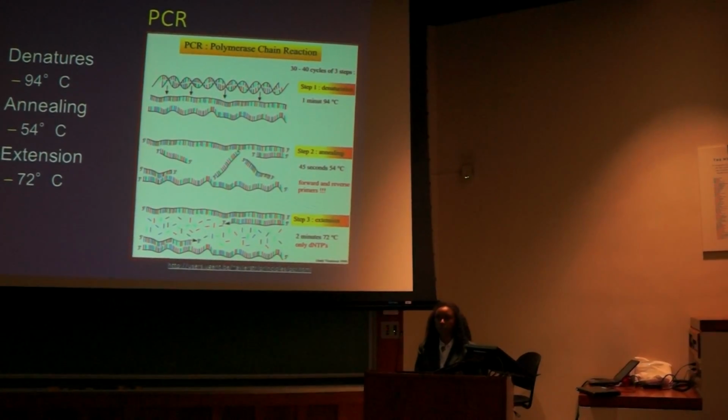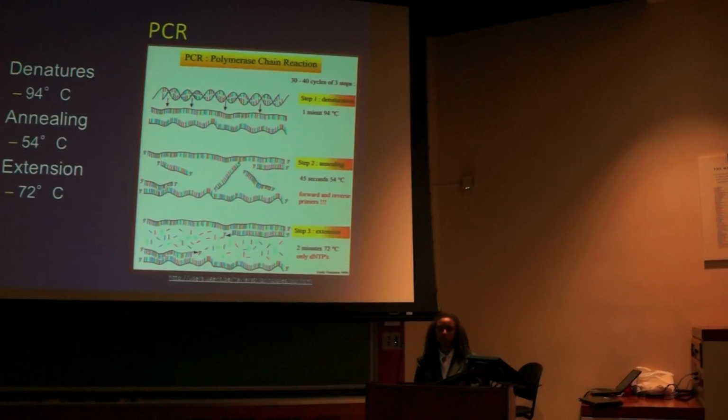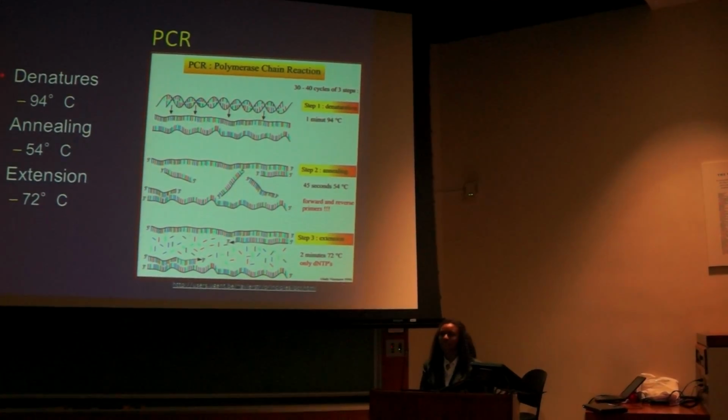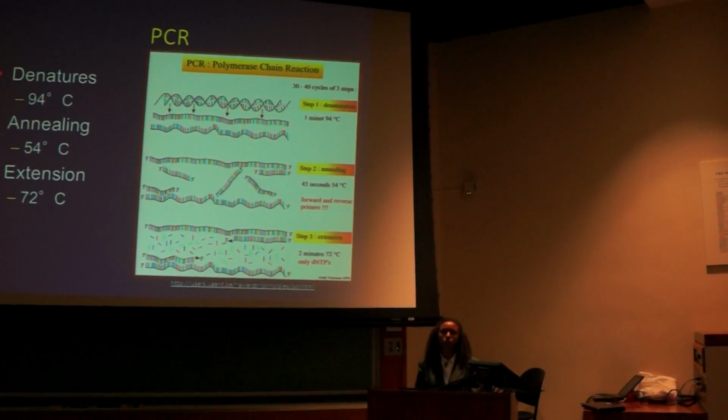This step must be done 30 to 40 times so that the exact portion of the DNA that we want replicated does in fact get replicated, and not any other portion of the DNA.